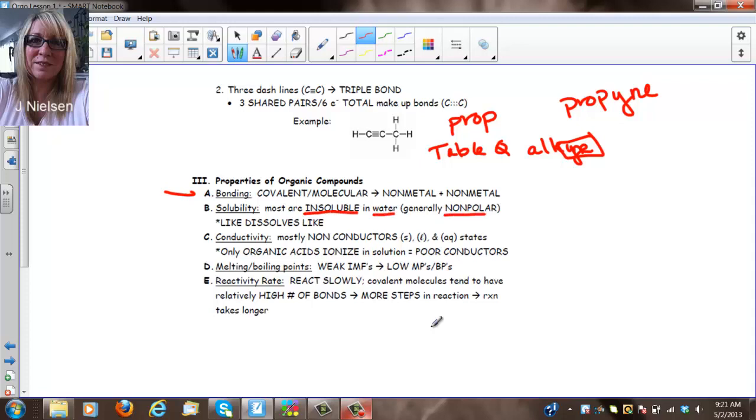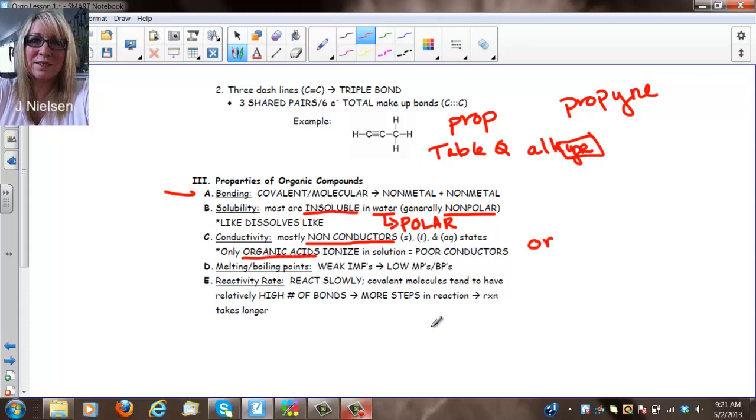Why? Because organic compounds are generally nonpolar and water is polar. And you learned that like dissolves like. So polar only dissolves polar and ionic, and nonpolar only dissolves nonpolar. Conductivity. Most are non-conductors in the solid, liquid, and aqueous states. The only thing that has some conductivity is an organic acid.